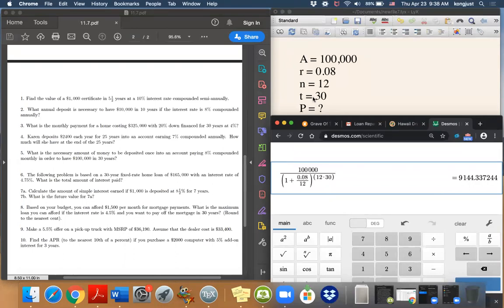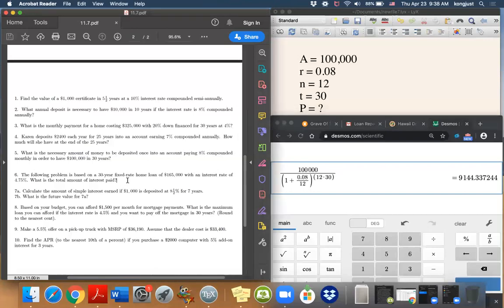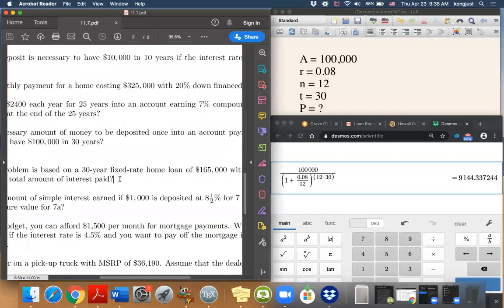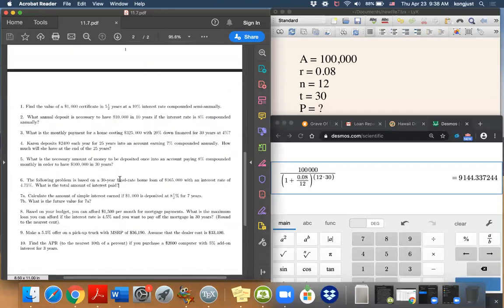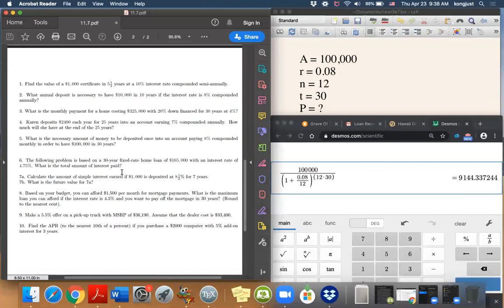Okay, I'm done. Okay, let's move on then. Number 6 now. Okay, here we go. Number 6. The following problem is based on a 30-year fixed rate home loan of $165,000 with an interest rate of 4.75%. What is the total amount of interest paid?